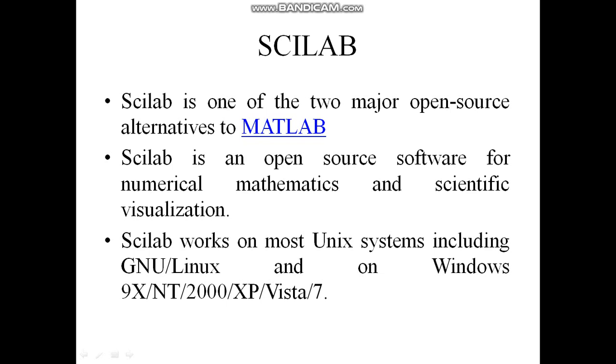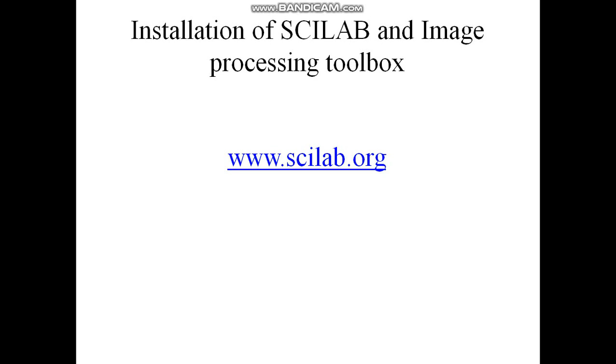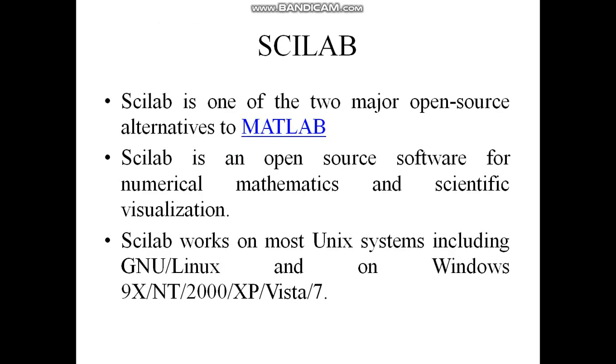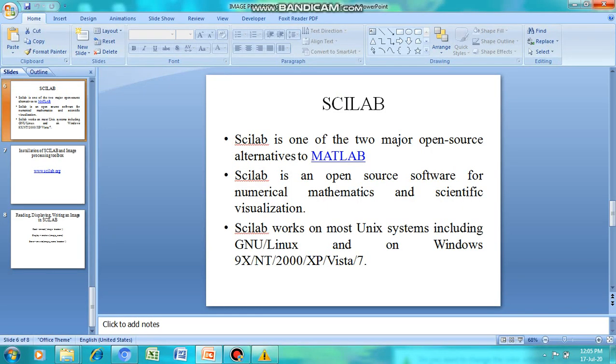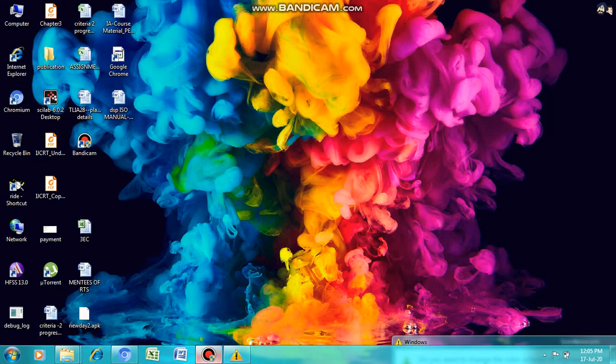SCILAB is the open source alternative to MATLAB. One more alternative is GNU Octave; you can try that as well. But SCILAB is very easy and handy, and the commands are very easily available. It supports almost all operating systems and is very flexible. So in the next video, we will see how to download and install SCILAB and the image processing toolbox. Thank you.